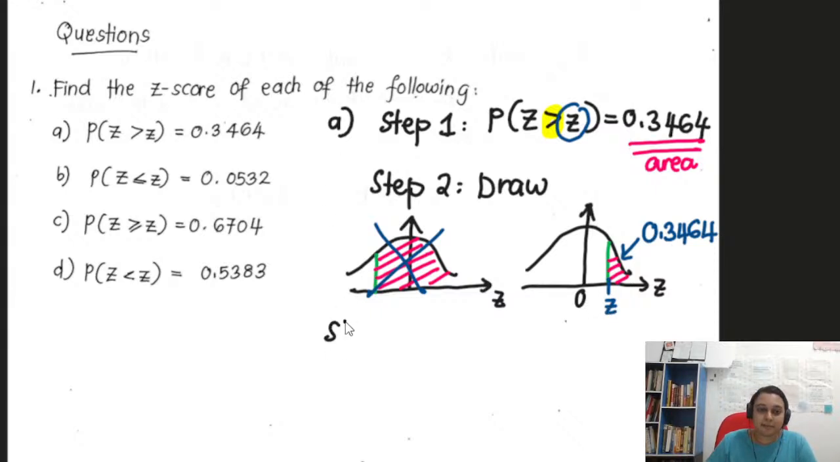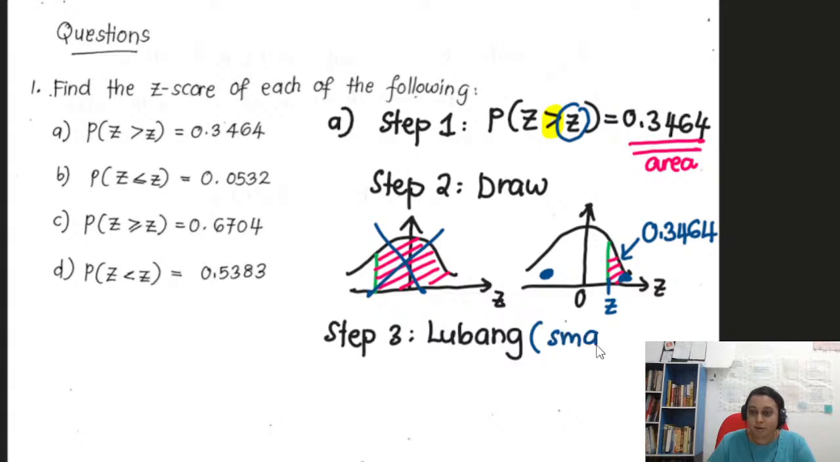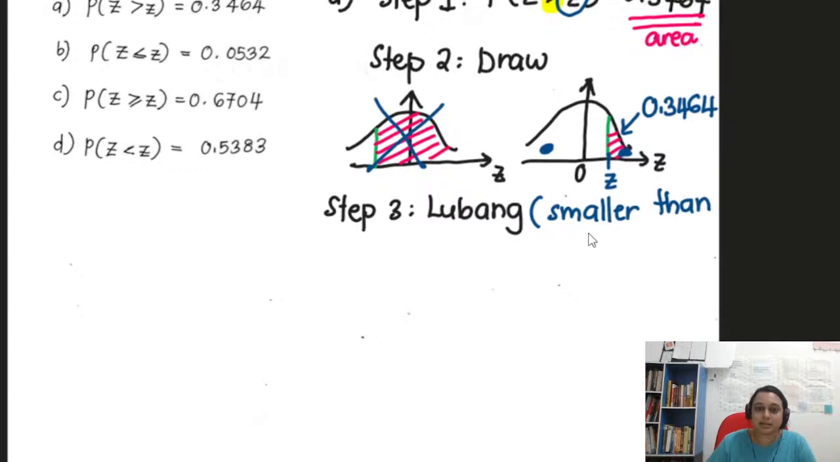Positive. Okay, step 3. Step 3, draw the nostrils. The holes. Do the holes on both sides, left side and right side. Which one has the smaller hole, smaller than 0.5? Of course, the right side. This one, isn't it? So you maintain it. This is the area you have to find. So, step 4. Go to the table.